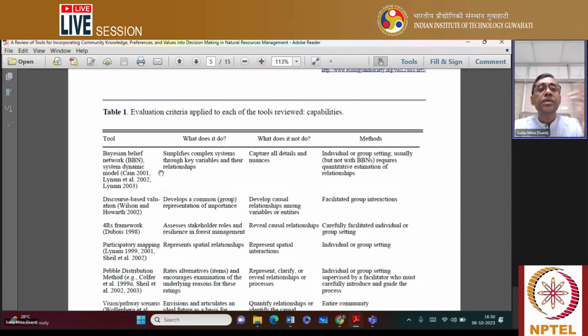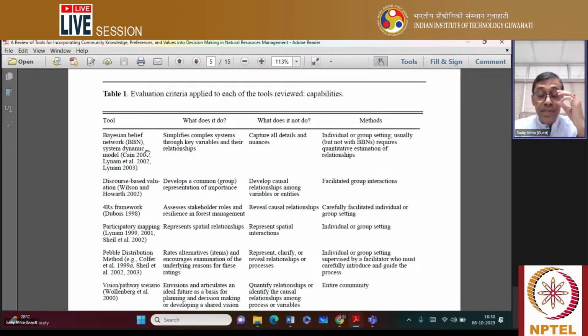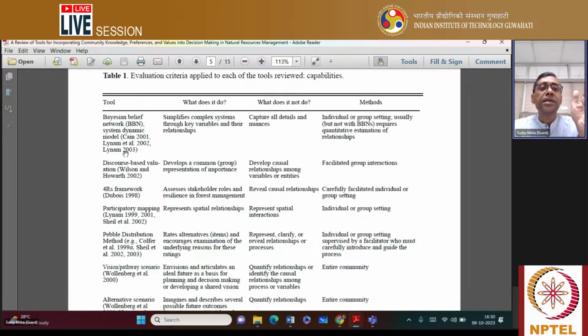Now you see that this particular paper has reviewed various tools, and different evaluation criteria have been applied to understand the capabilities or capacities of these tools. So the first column, as you see here, lists the different types of tools that can be used for decision making processes in the case of natural resource management.